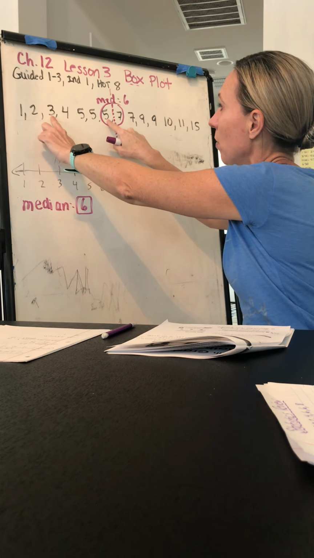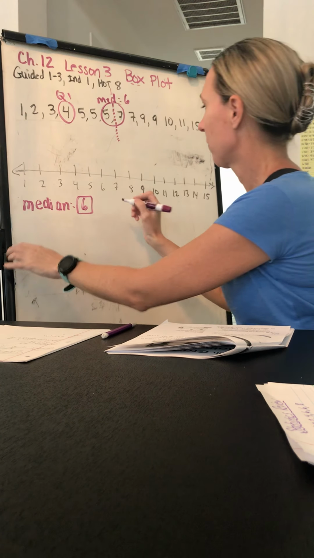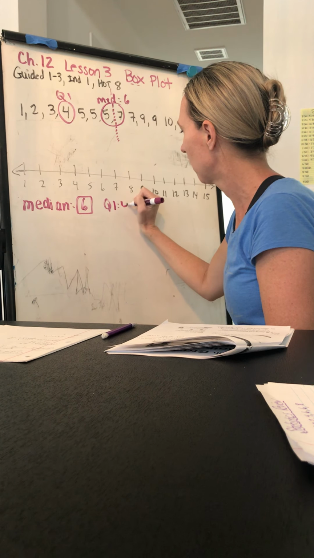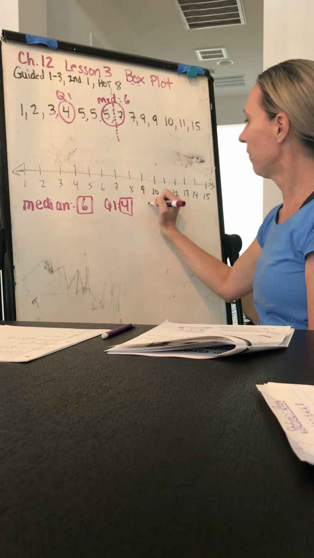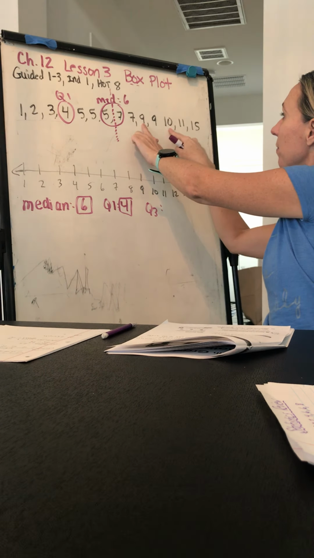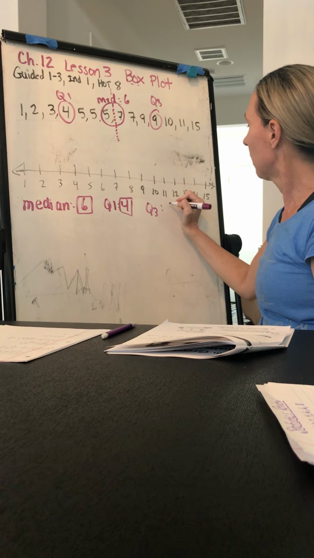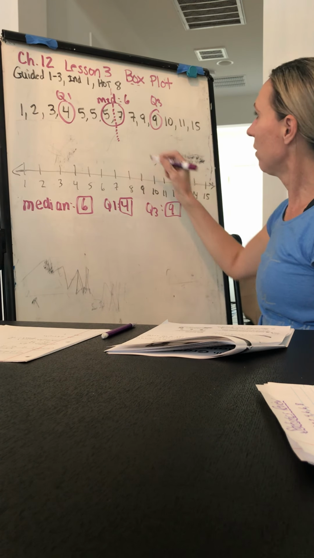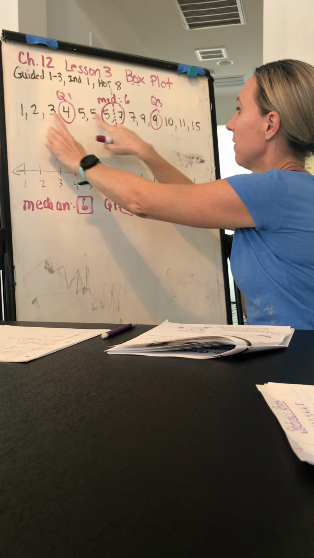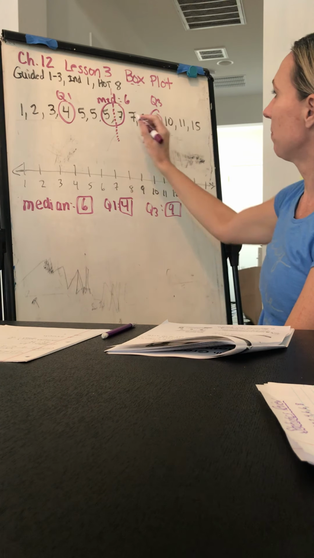So 1, 2, 3, 1, 2, 3, and now our quartile 1 is at 4. So Q1 is 4. Then we're going to find quartile 3, doing the same over here. 1, 2, 3, 1, 2, 3, and there's Q3, which is 9. So what this did is divide the data into the first 25%, the second, the third, and then the last.